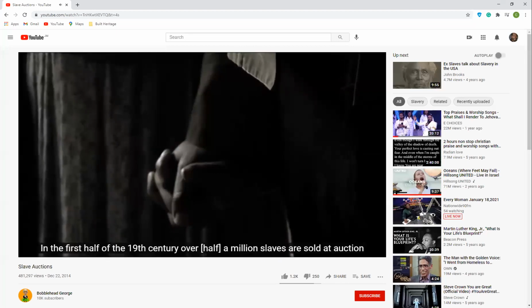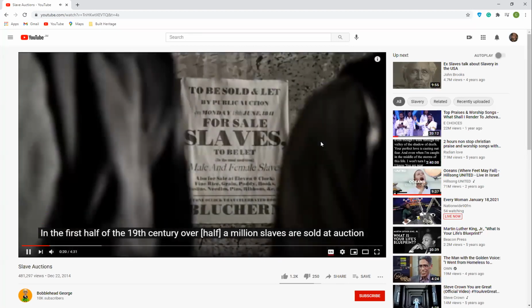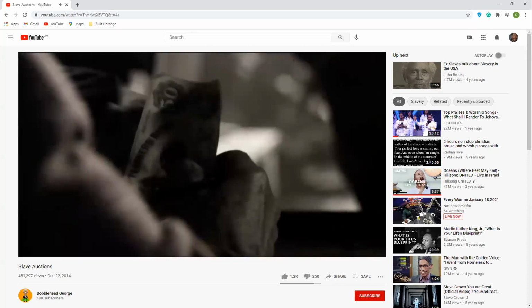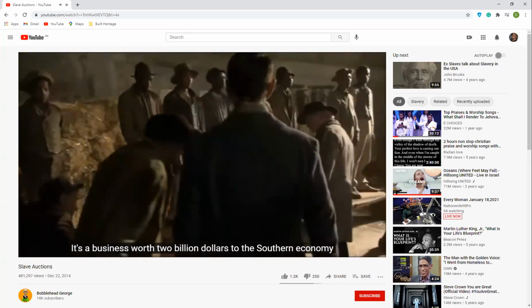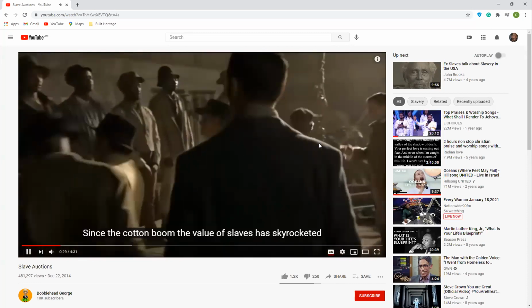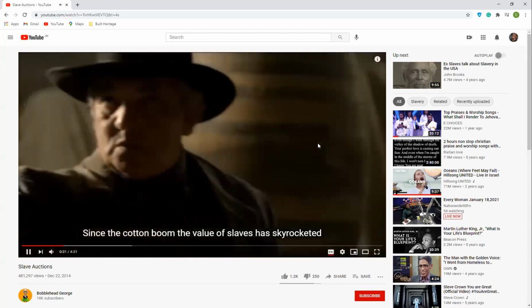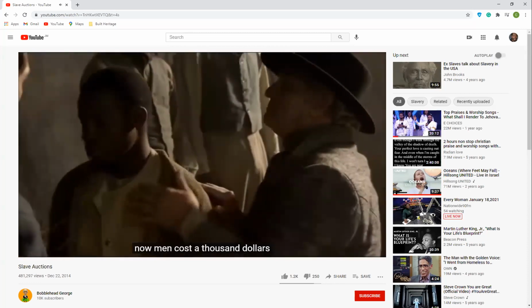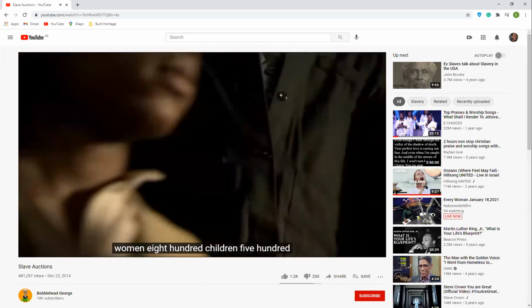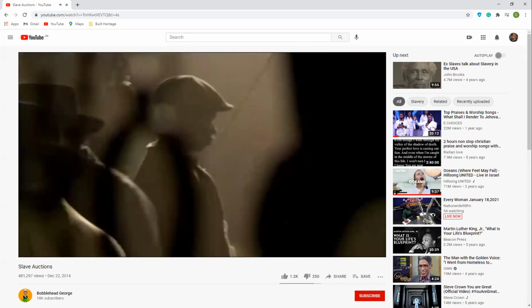In the first half of the 19th century, over 500,000 slaves are sold at auction. It's a business worth $2 billion to the Southern economy. Since the cotton boom, the value of slaves has skyrocketed. Now men cost $1,000, women $800, children $500.